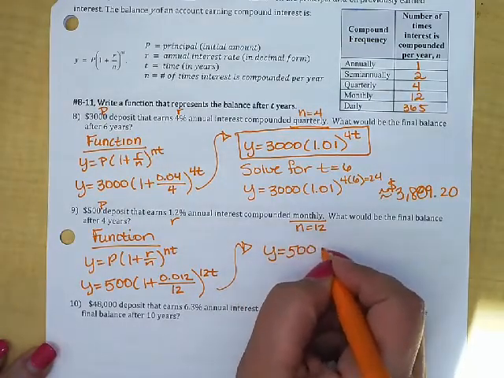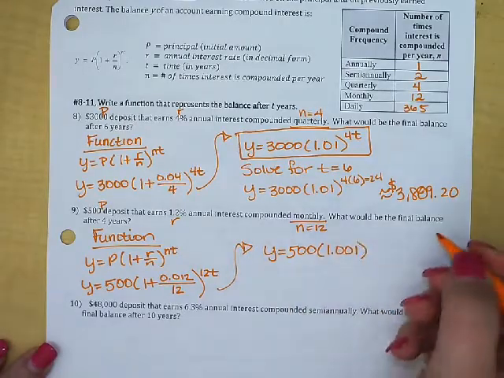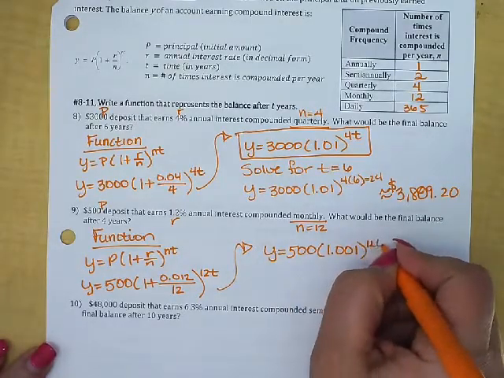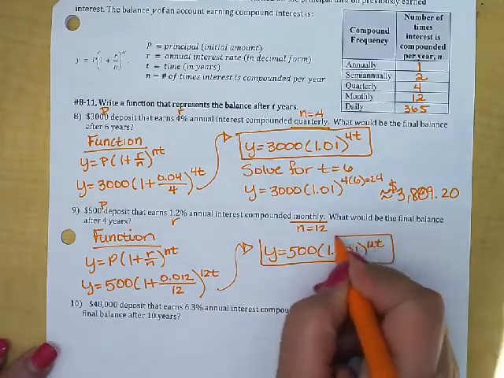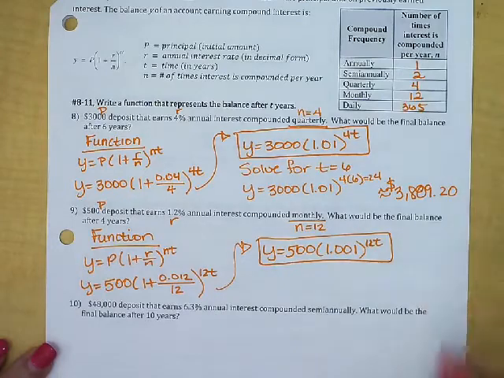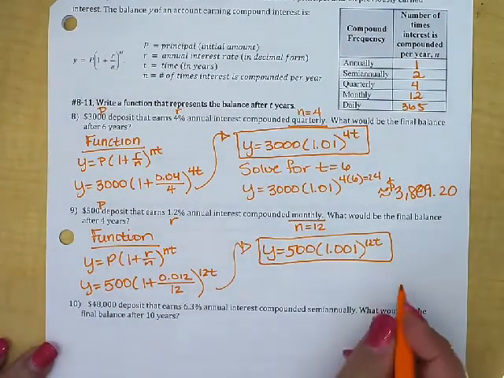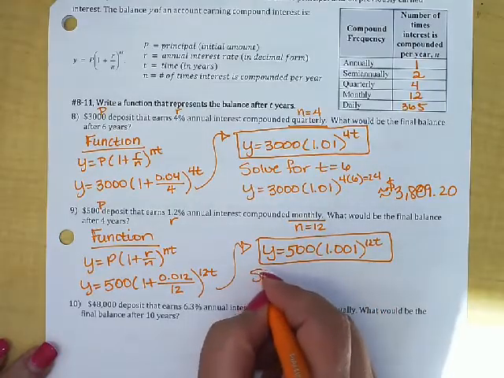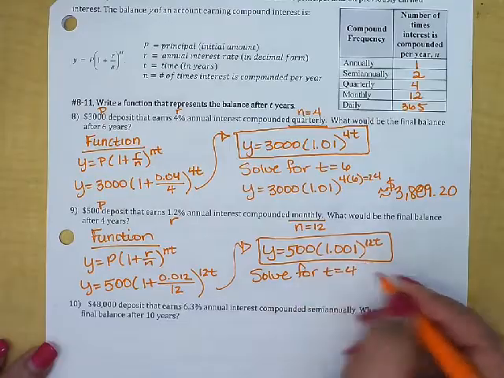We have an initial deposit of 500. This is going to be our growth factor right here, and that's to the 12t. This is our function for our compounded interest scenario. And then once we know that, it says what would be the final balance after 4 years. That means we're going to insert a 4 for t here. So we're going to solve for when t is equal to 4.